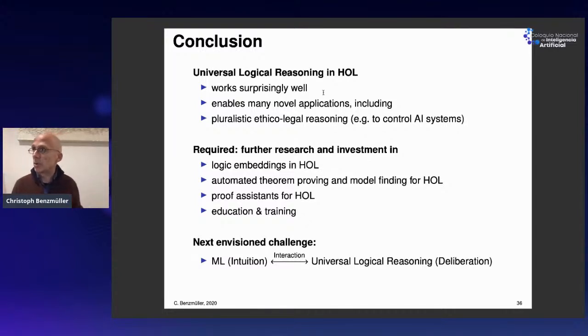I just pointed to those in computational metaphysics and mentioned ethical and legal reasoning in the end, but didn't show you a lot about it. And this is a very interesting area, also a challenging one: pluralistic ethical and legal reasoning in order to control AI systems. That's a particular thing I want to go after in the next couple of years.